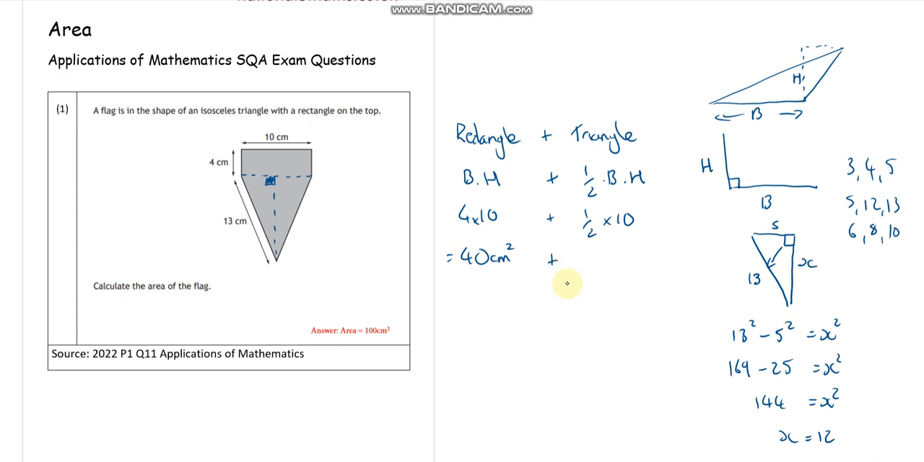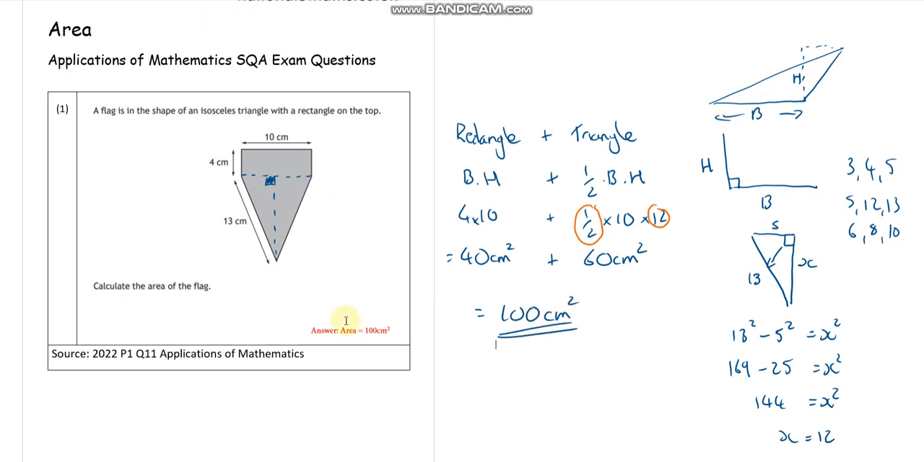So I can say it's half of 10 times 12. At this point, you can do 10 times 12 and then half it, or you can make life a bit easier. You could say, I'm going to do a half of 12. Do 6, and 6 times 10 is 60 centimetres squared, for a final answer of 100 centimetres squared.